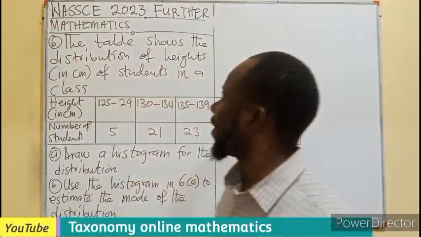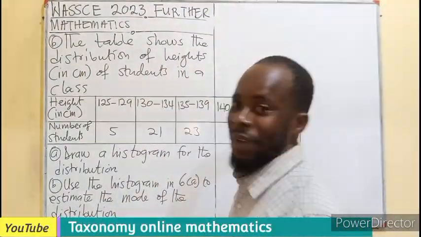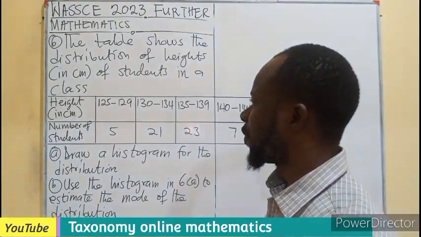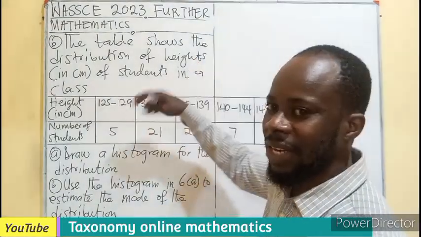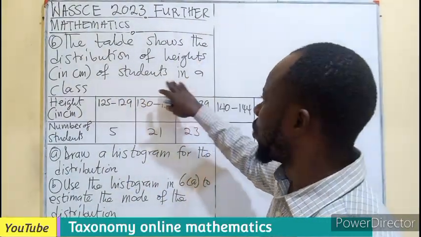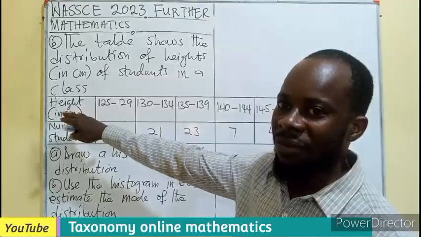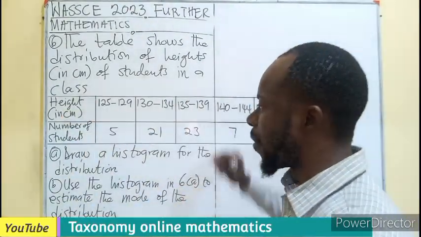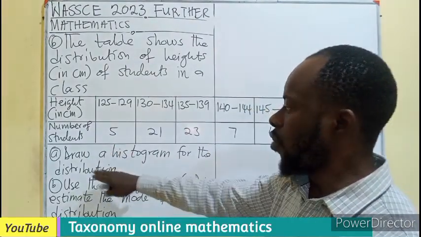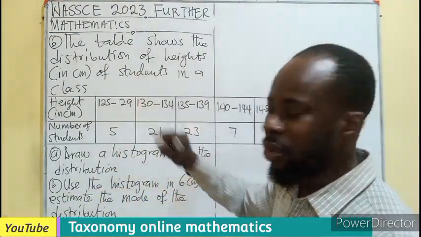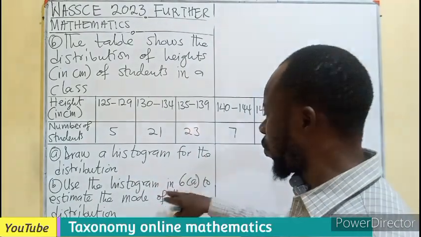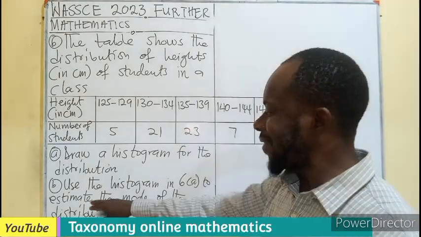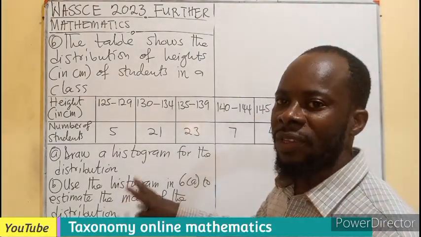Welcome. WASSCE 2023 Further Mathematics question number 6. The table below shows the distribution of height in centimeters of a student in a class. So we have the column for height, and the row for number of students. We have to draw a histogram for the distribution, then use the histogram as we have drawn to answer the question by estimating the mode of distribution.